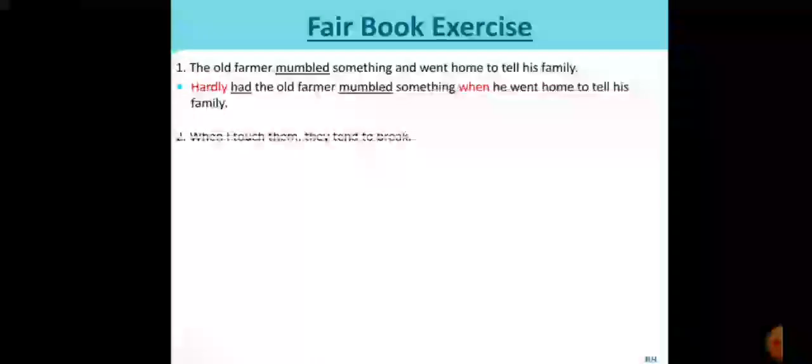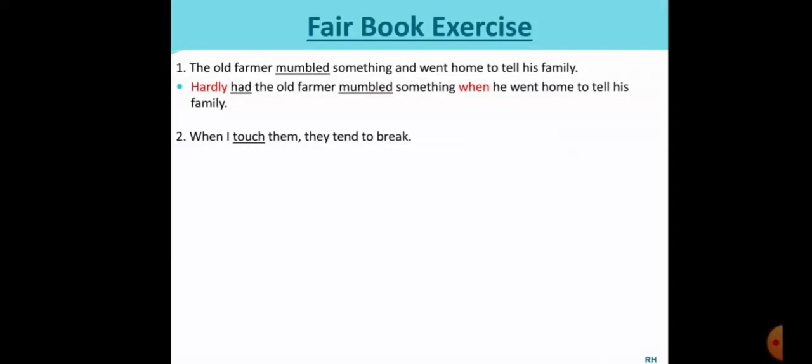Great. Let's look at the next one. When I touch them, they tend to break. Now here you can see touch.